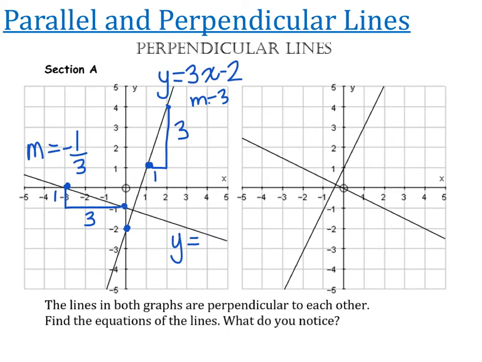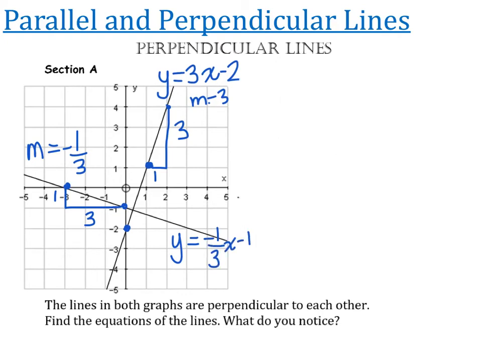This one has an equation of y is equal to minus 1/3 x minus 1. All right, so the top line has a gradient of 3, and the bottom line has a gradient of minus 1/3. Now I'm going to be completely honest with you. If you know what's going on already, brilliant. If you don't, I would not expect you to guess this all by yourself.